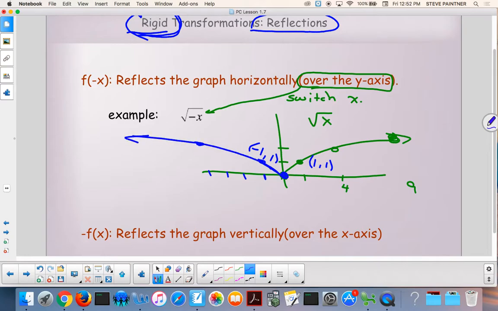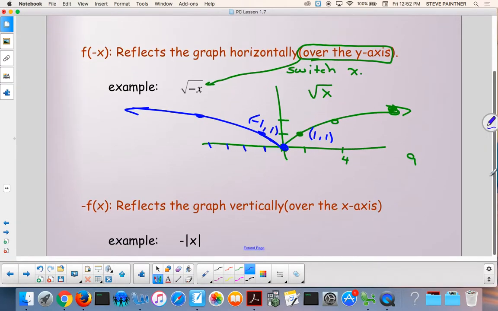There it goes. Good? Now the next one, when the negative is out in front of your function, it reflects the graph vertically over the x-axis. So this is an x-axis one. Okay.